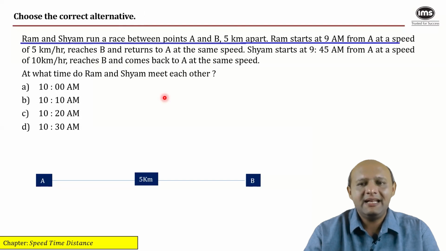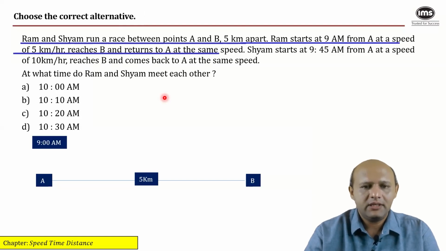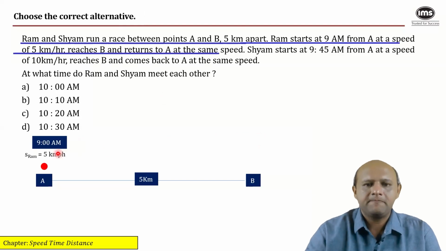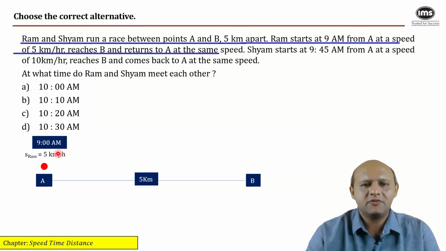Now, let's look at one condition at a time. Ram starts at 9 a.m. from A at a speed of 5 kilometers per hour and reaches B and returns to A at the same speed. So at 9, this fellow is here. Speed of Ram is 5 kmph, right? So he's traveling this entire distance, correct, and coming back with the same speed. So that's what is mentioned here.